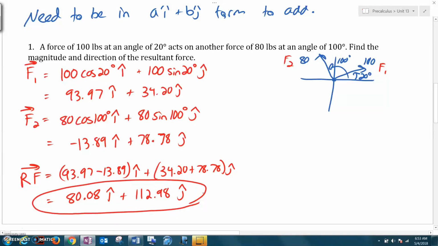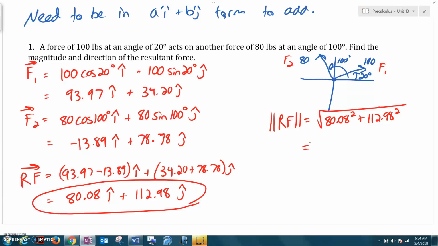However, notice how this is just the X and the Y movement for the result. Now it wants us to take that and give the actual magnitude of the force and the direction the force is at. So to do that now we have to go back the other way. And remember that the magnitude of a vector is just like doing Pythagorean theorem. I'm going to take the 80.08 and square it, and add it to the 112.98 and square it, and take the square root. So the magnitude of this is going to be 138.48 pounds. Okay, that's the magnitude of the vector.